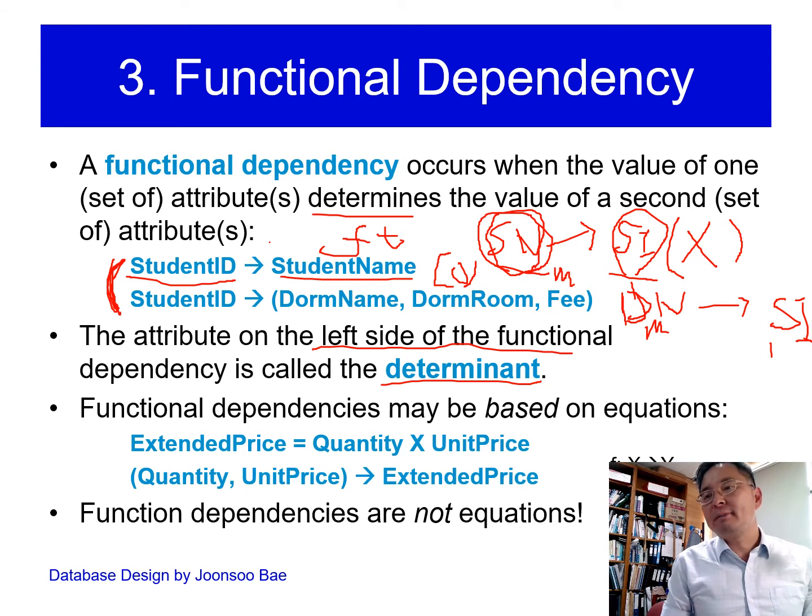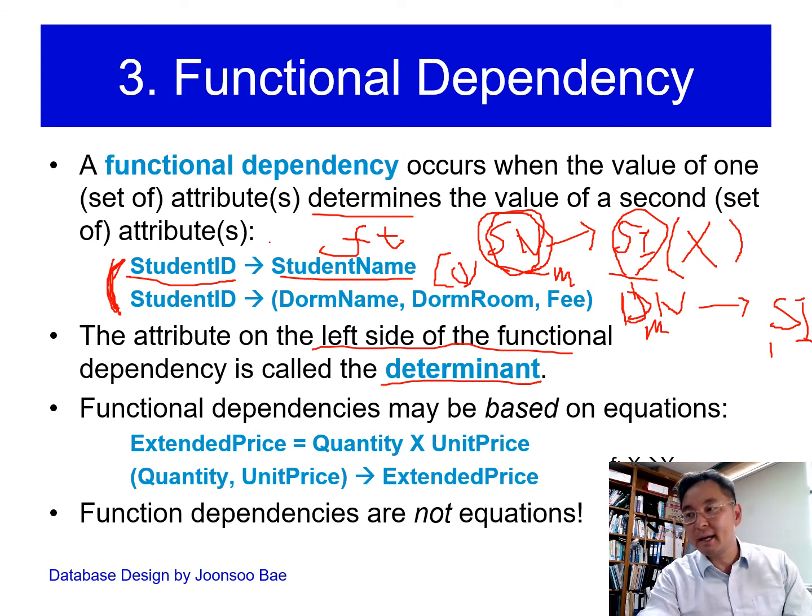But this is a very rare case. Functional dependencies are not always equations. They must be judged by logic. So the first step of normalization is identifying every functional dependency. You must be able to decide if it is a function or not for every pair of attributes.